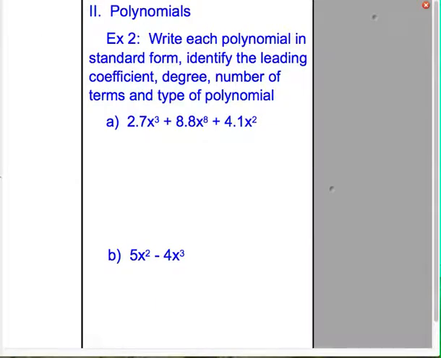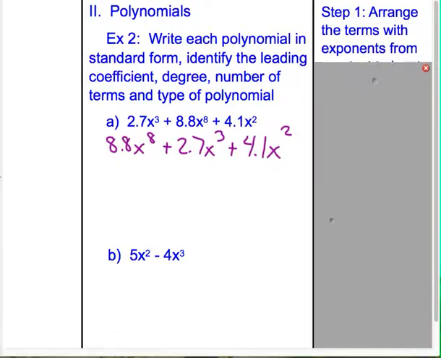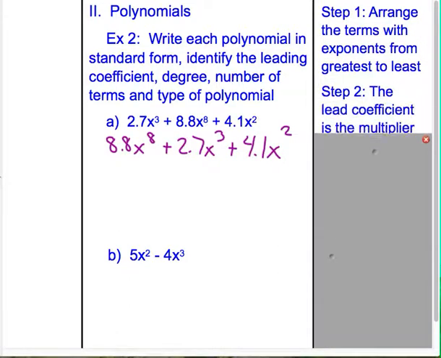We're going to be looking at writing each polynomial in standard form. So remember, that is when the highest power is first and the smallest power is last. So looking through, my 8 and 8/10 x to the 8th has the highest power. Then we've got a cubed term and a squared term. So that was step 1.